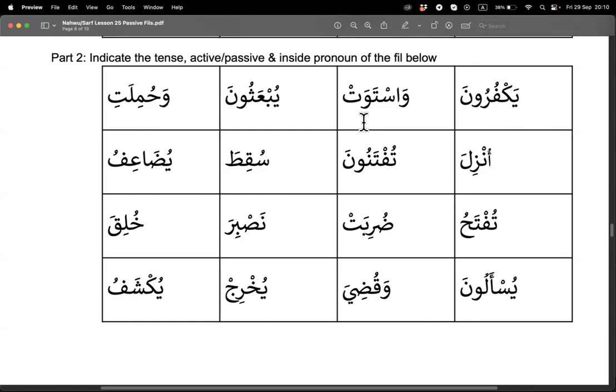This one, wa ustiwat. Yes, ustiwat, but technically this is a hamzatul wasl, right? So if it's a majhul with a waw, there's no dhamma there. It's wustiwat in the Quran, for example. You don't see the dhamma there. But if you take out the waw, yes, it's correct. Ustiwat, basically.